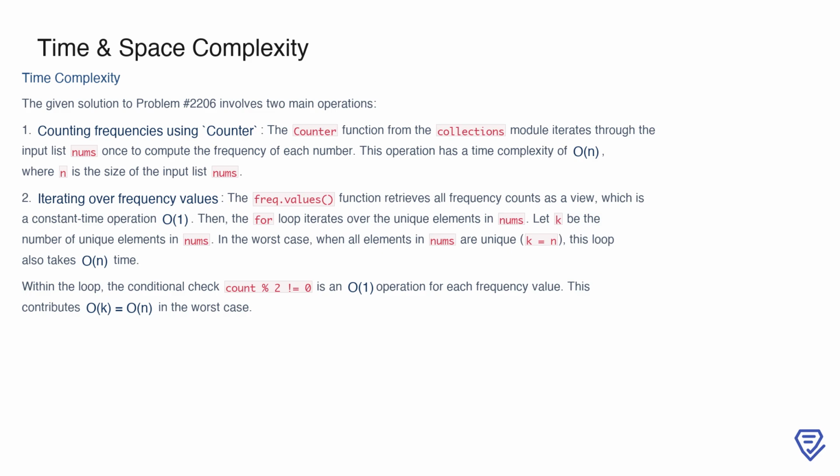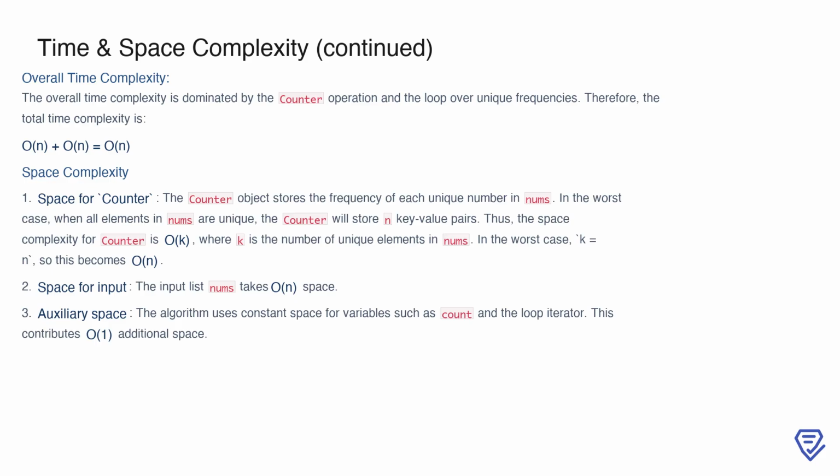Within the loop, the conditional check to see if a count is odd, using count % 2 equals 0, is an O(1) operation for each frequency value. This means the loop's overall time complexity is O(k), which is O(n) in the worst case. Combining these steps, we get O(n) from the counter plus O(n) from the loop, which simplifies to O(n). This demonstrates that the algorithm scales linearly with the size of the input list.